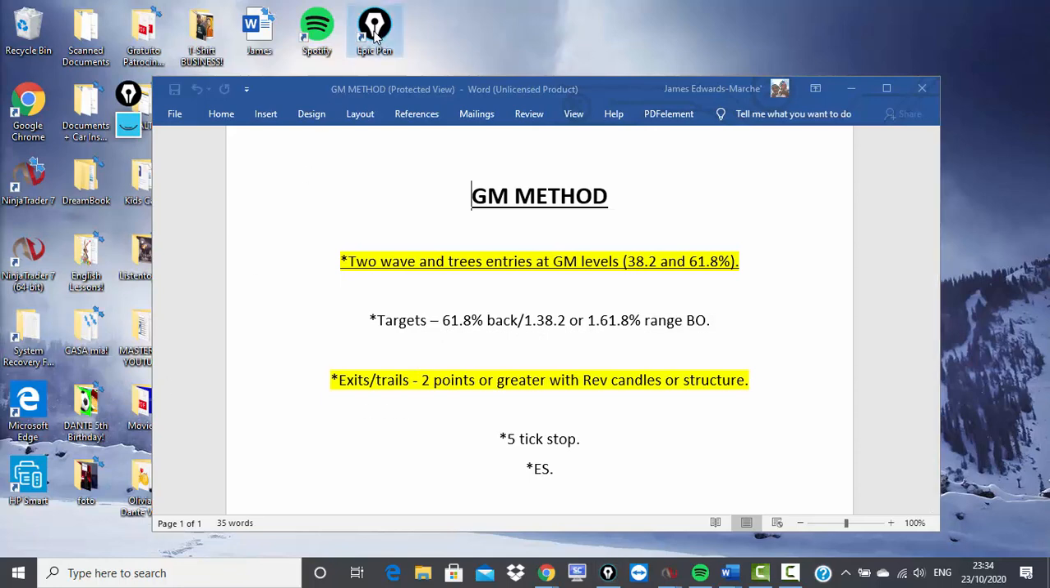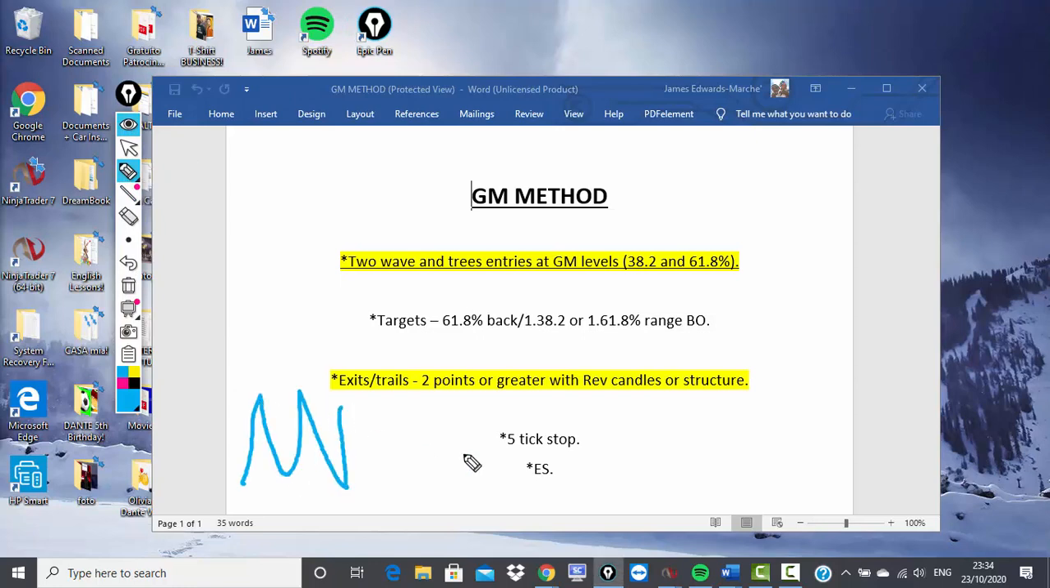So what I mean by that is if price is doing this, I'm using just the one chart. It's the 1 minute chart. That's not written here. ES, 5 tick stop, 1 minute chart. Exits trail at 2 points or greater with reversal candlesticks or structure. Because 2 points against the 1.25 points gives us a positive risk to reward, I've just backtested it. 2 points is something that's frequently obtained coming out of these entries.